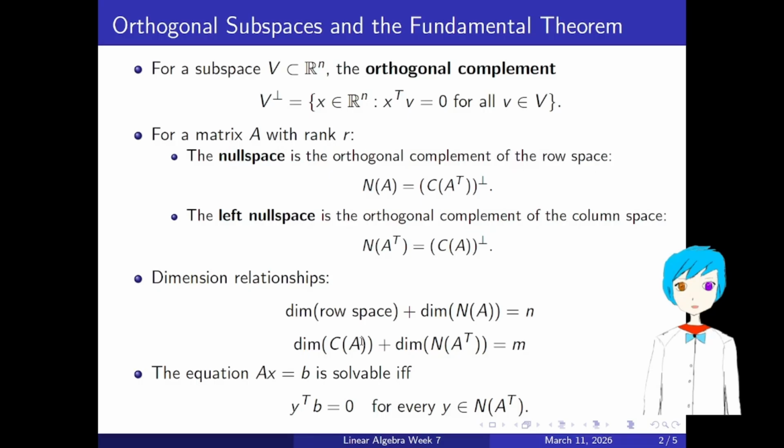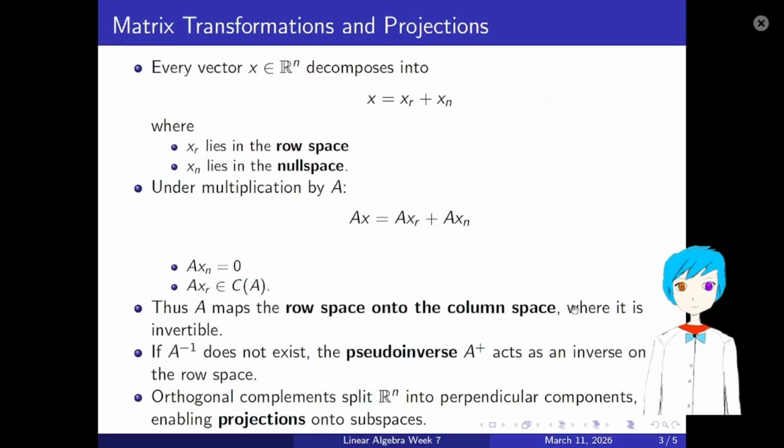The equation Ax equals b is solvable only when, for each y in the left null space, b is orthogonal to y. So this is another viewpoint to justify whether Ax equals b is solvable. Under the orthogonal viewpoint, we can also treat the linear system Ax equals b in a different way.